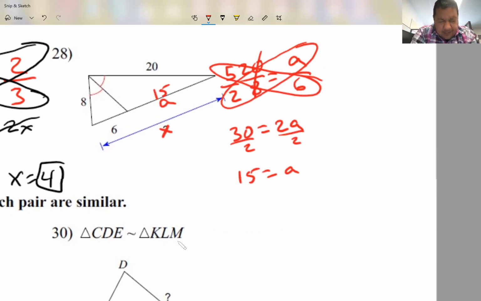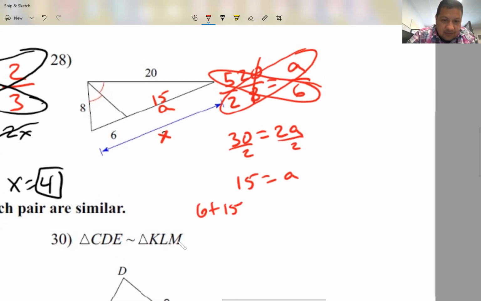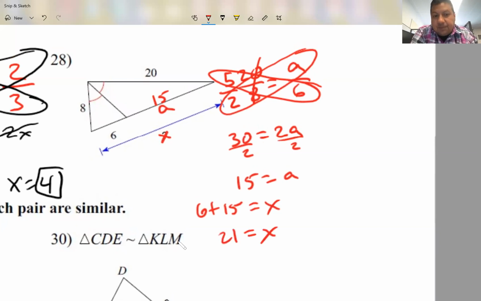The big thing here, if you're going to use this route, make sure that you remember which letter you're solving for, A or X. The initial question mark was X, so we're solving for X. So don't think that, oh, A equals 15, we're done. No, for X, you have to go 6 plus 15 is equal to X. So I think we can agree that X is equal to 21. Don't forget to plug it in.